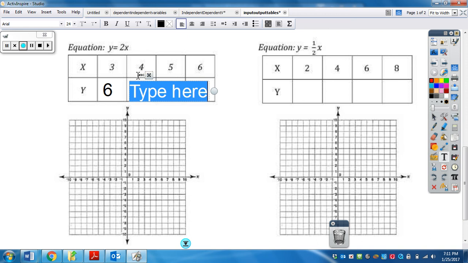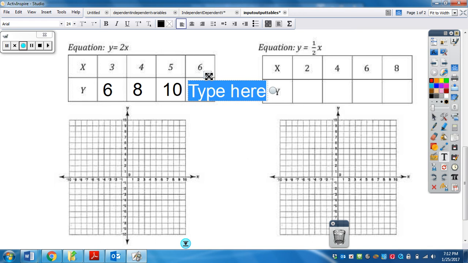So I want to keep doing that. I want to keep plugging in my values. Right now I've got a 4, so I want to substitute in 4 for x. So 2 times 4 is going to give me 8. Again, substitute in 5 for x. So you've got 2 times x, which is 5, which should give me 10. Your final value is 6. So 2 times 6 will give me 12. And you can see that I've kind of followed a pattern.